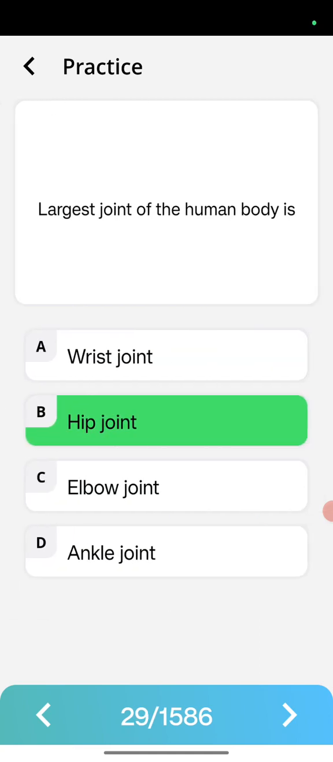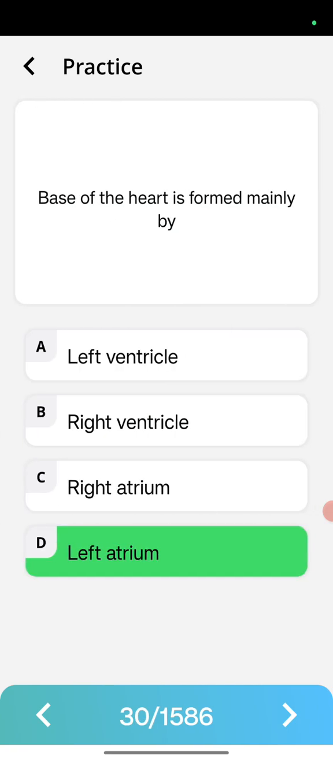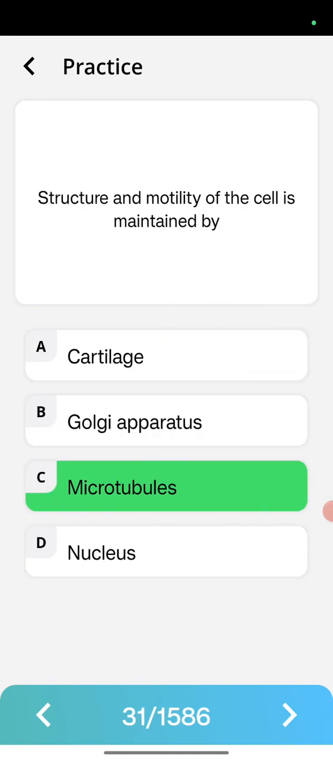Largest joint of the human body is the hip joint. Base of the heart is formed mainly by the left atrium. Structure and motility of the cell is maintained by microtubules.